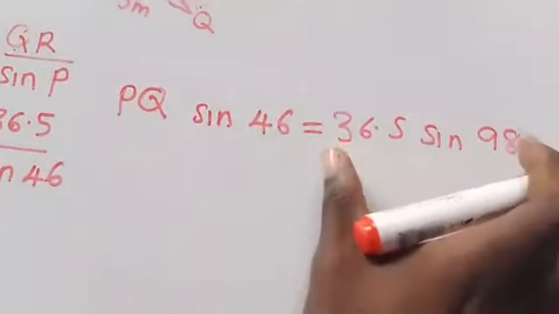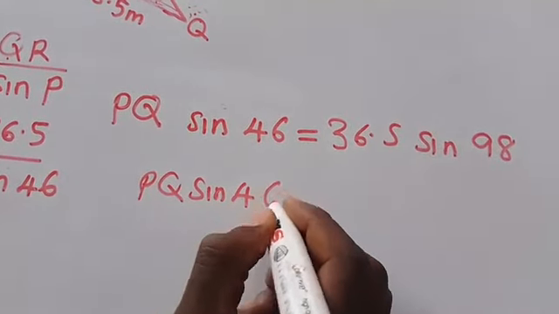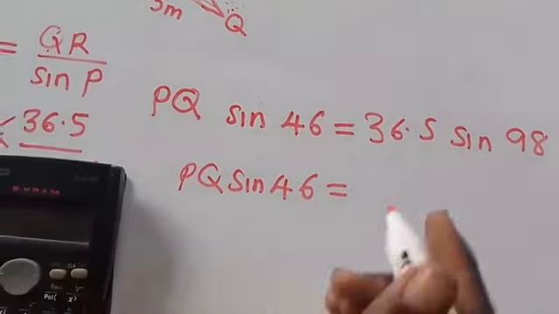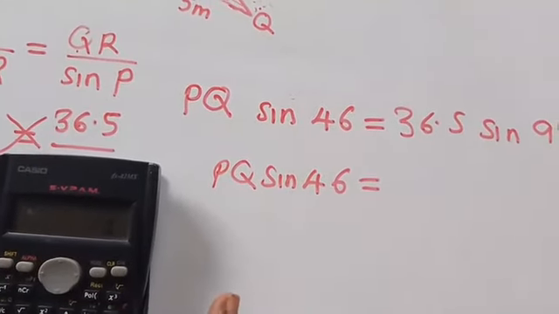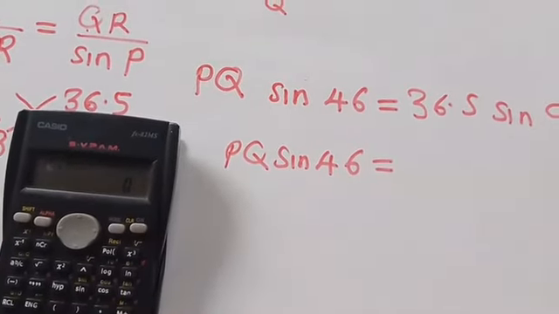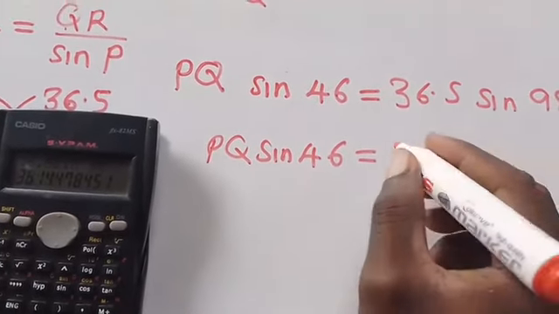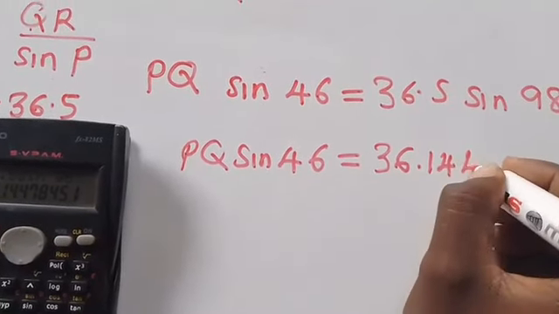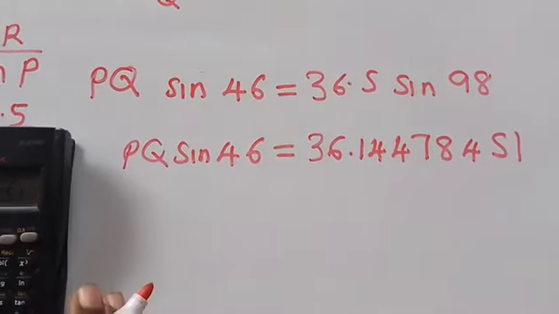I press this on my calculator. PQ sine 46 is equal to 36.5 sine 98. What is my answer? My answer is 36.1447845.